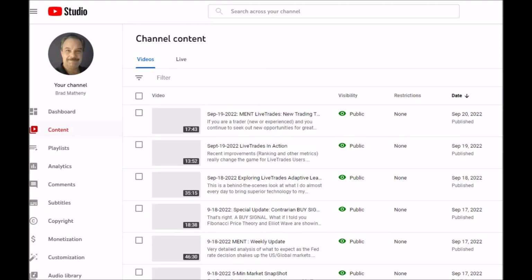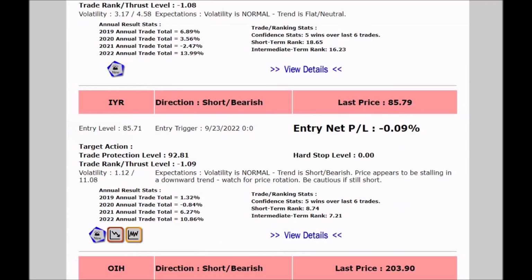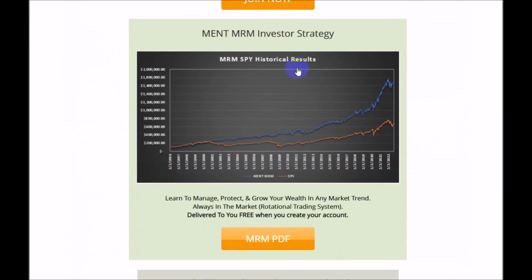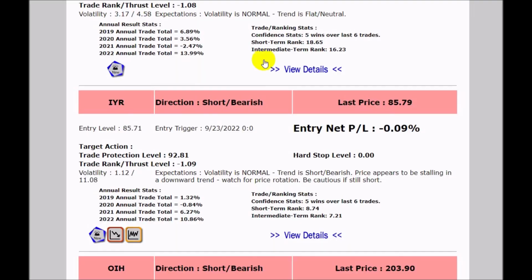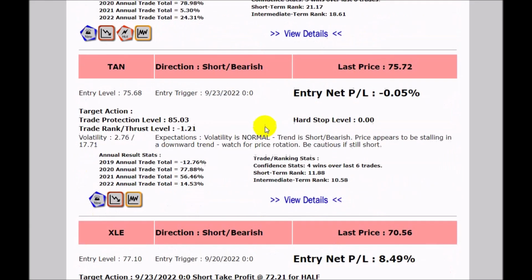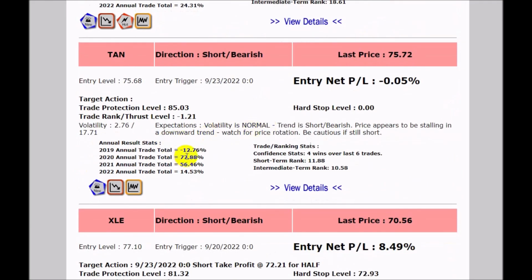Ultimately, what do we have? We have, oops, come back here. Ultimately, you have the Mint rotational modeling system, which provides incredible results. Okay, you have the live trades section, which provides incredible results. Look at these numbers. Following these ranking systems, sticking with the best trading systems, should keep you very happy for many years to come.